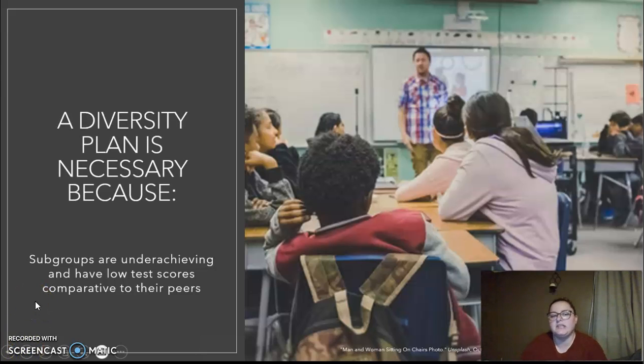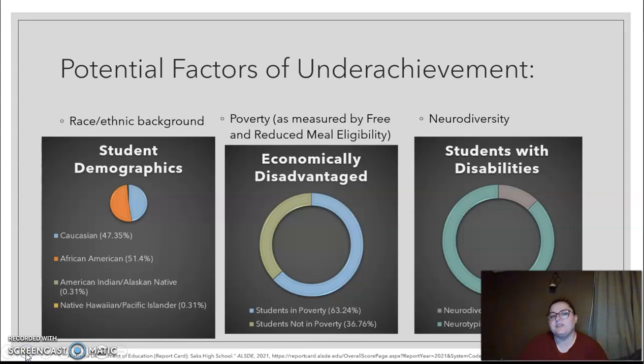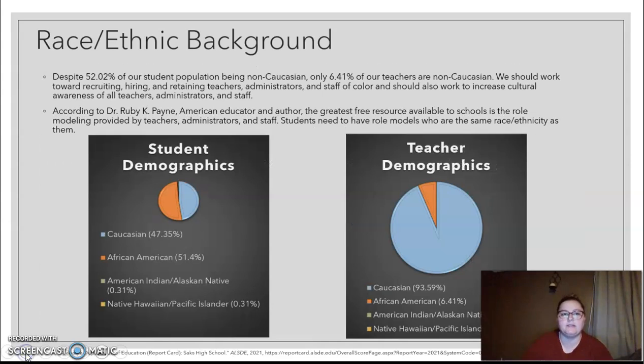Okay, so the reason that a diversity plan is necessary is because we have several subgroups in our school who are underachieving and have low test scores comparative to their peers. There are several potential factors of this underachievement. Among those are race and ethnic background, poverty as measured by the free and reduced meal eligibility, and neurodiversity. And we are going to look a little deeper at these charts in a few slides.